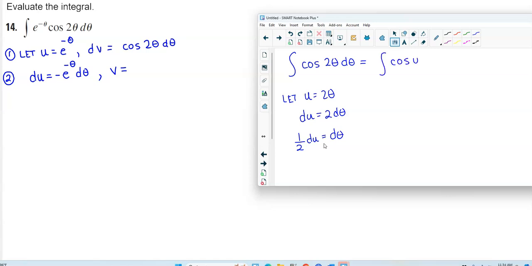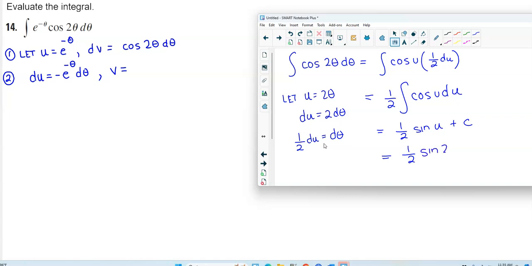The cosine of u times 1/2 du. Factor out the constant, and we want to integrate the cosine of u du. The antiderivative of the cosine of u is the sine of u plus c. So that would be 1/2 times the sine of 2 theta plus c, and we're going to substitute that in for v. So v is 1/2 the sine of 2 theta.